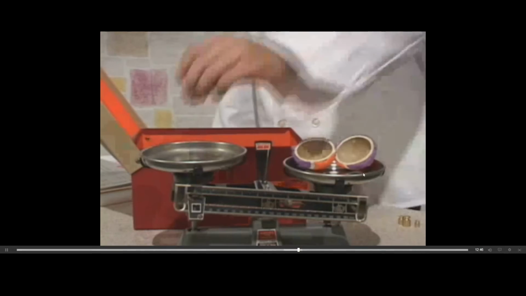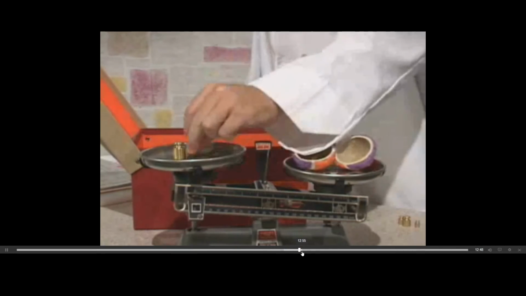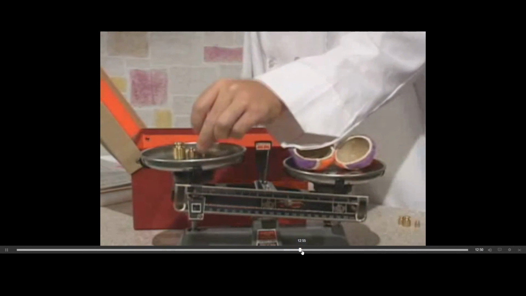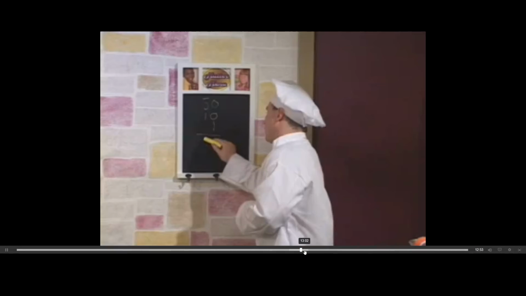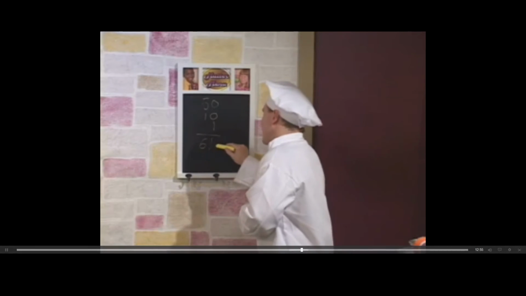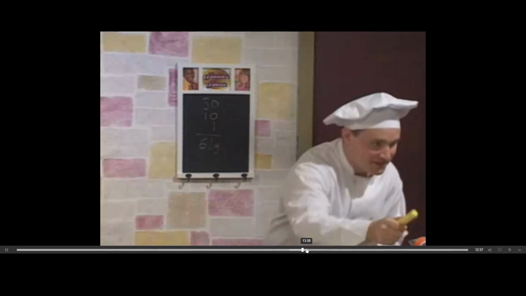The mass of the kiwi is 89 grams. It is how much matter the kiwi has. Now the tennis ball. So 50 plus 10 plus 1 equals 61 grams. We can say that there are 61 grams of matter in the tennis ball.